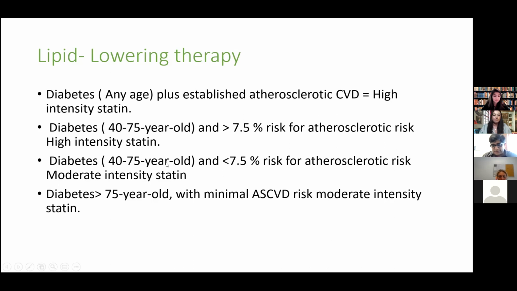If they're diabetic between the ages of 40 and 75, and however their risk is less than 7.5, then we can use a moderate intensity statin. That means you can use atorvastatin lower dose, 10 or 20, or your simvastatin or Pravachol or pravastatin. All these others are moderate intensity statins. And any diabetic with the age more than 75 and no cardiovascular risk, then we can also use a moderate intensity statin, so low dose atorvastatin and stuff. So this is important to calculate because most of our diabetics, as you can see from here, will need a statin, and they should be on a statin.